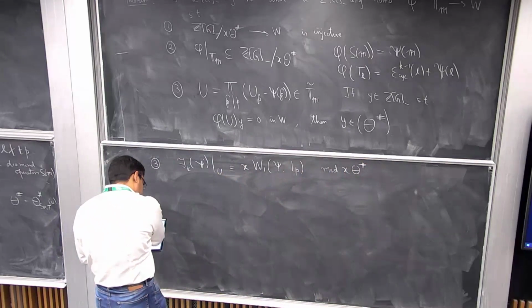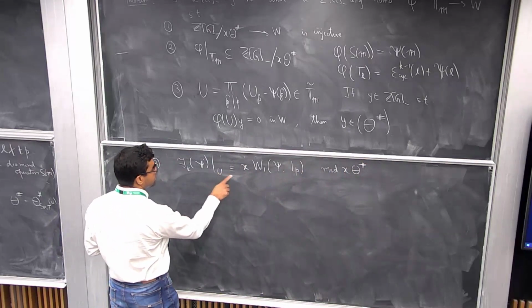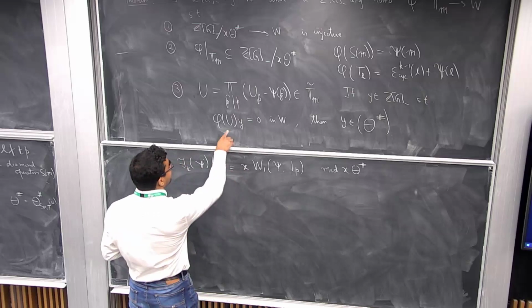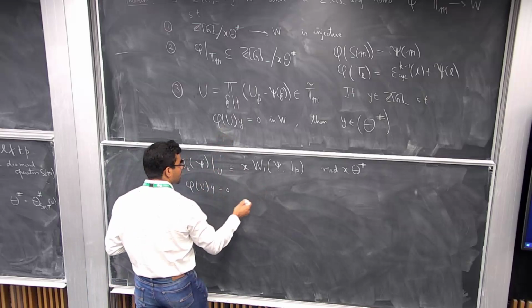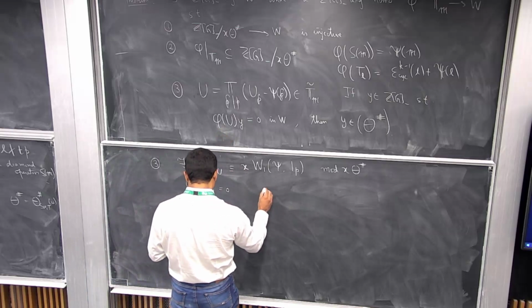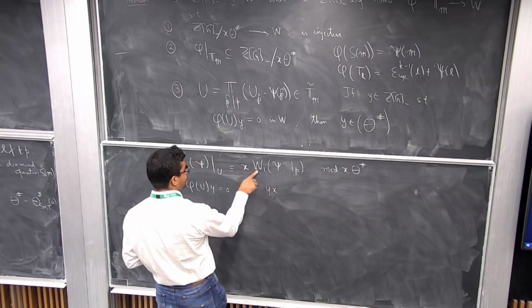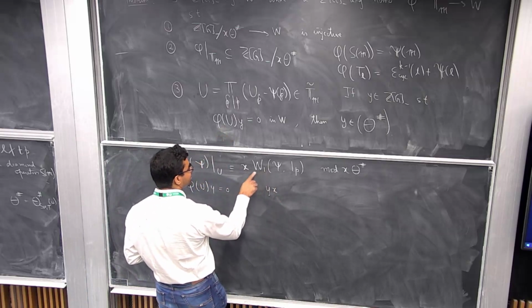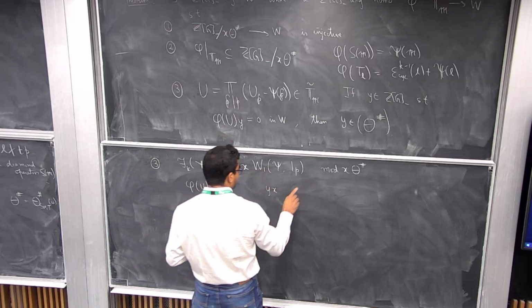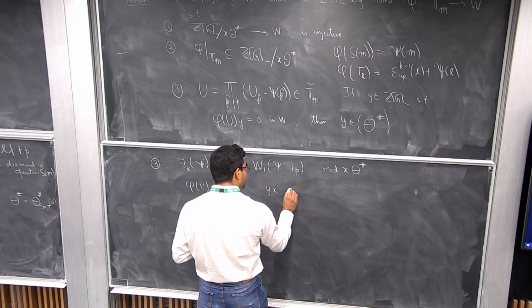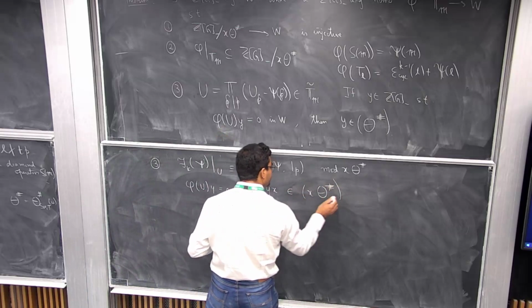And the fact that phi of u times y is 0 is the same as saying that y times this, which is normalized, so you look at the first Fourier coefficient of this, and that's 1. And from this, you can deduce that this thing actually lives inside X theta bar. So you just look at the first Fourier coefficient.